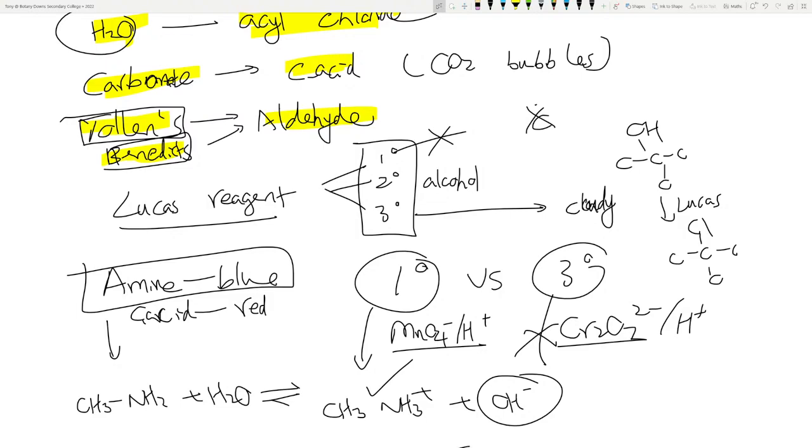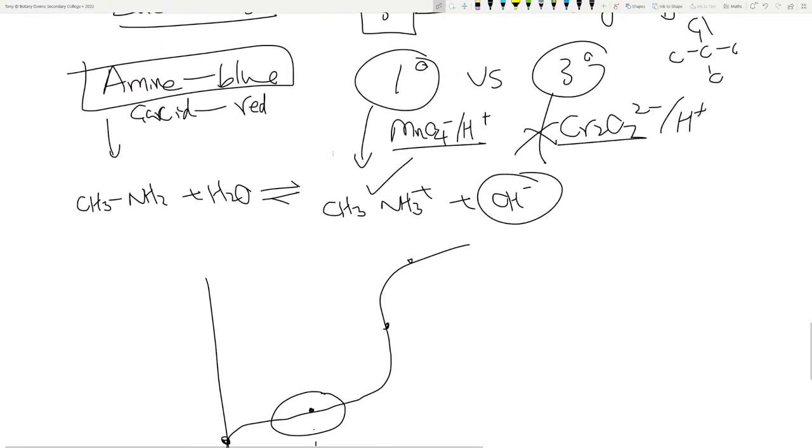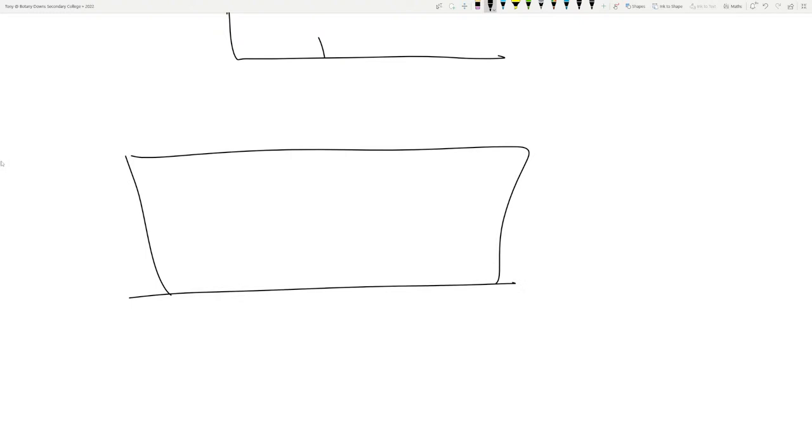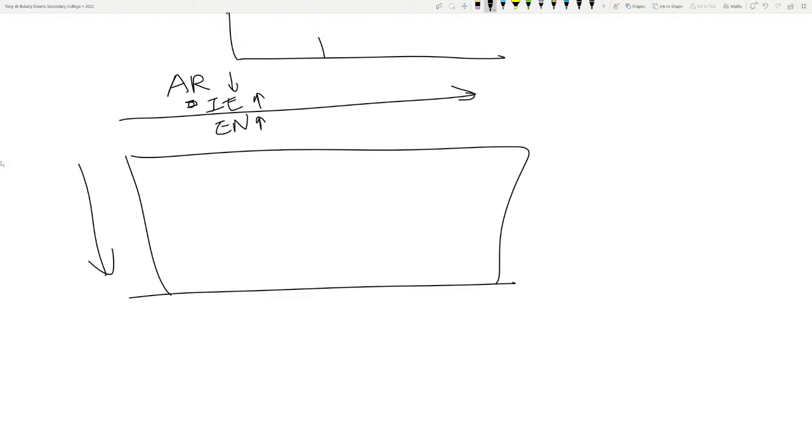All right. Periodic table, periodic trends. Okay, Emily, no problem. So you've got your periodic table. As you go from left to right, the first thing we look at is atomic radius. Atomic radius decreases, first ionization energy increases, electronegativity increases. As you go down the group, atomic radius increases, ionization energy decreases, electronegativity decreases.